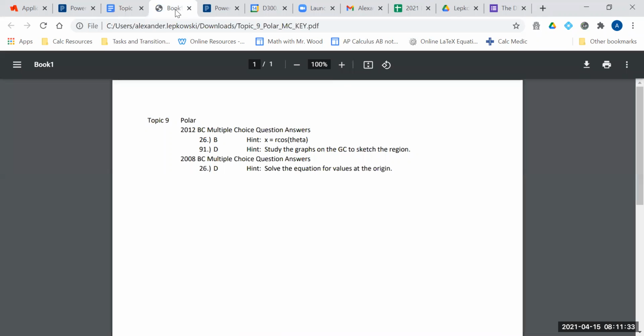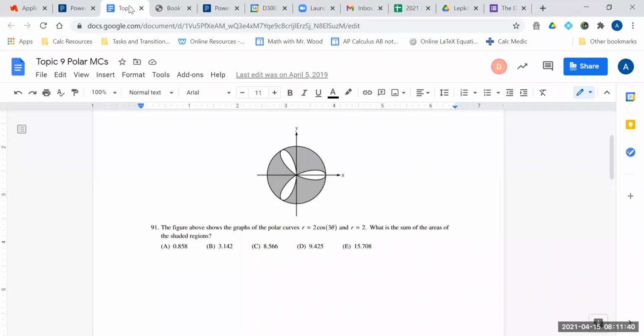So my suggestion, as always, if possible, is you want to study the graphs on the graphing calculator. If you do that here, you can look at this polar graph and figure out where one petal starts and ends, and then triple that. So you would do 1/2 times the integral of 2 cosine of 3 theta. Remember to square the whole thing. You need to square the 2 also. D theta multiplied by 1/2, and then multiply that result by 3.